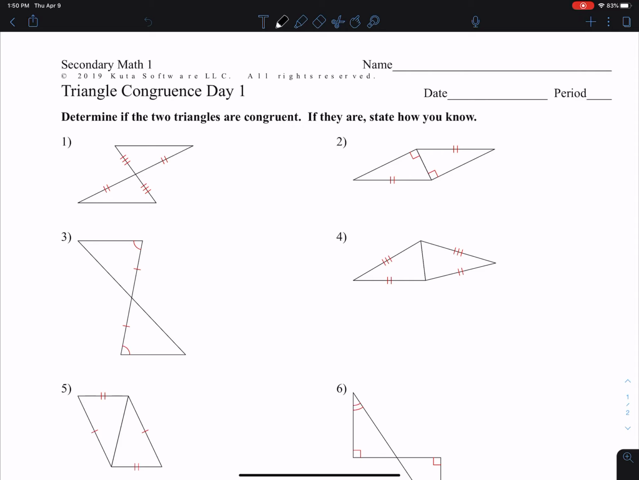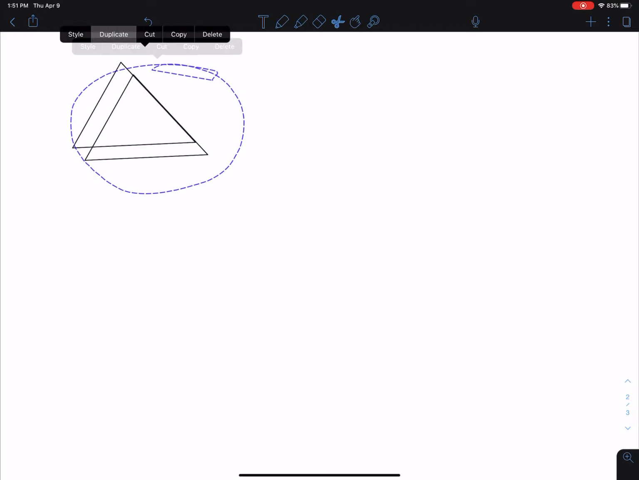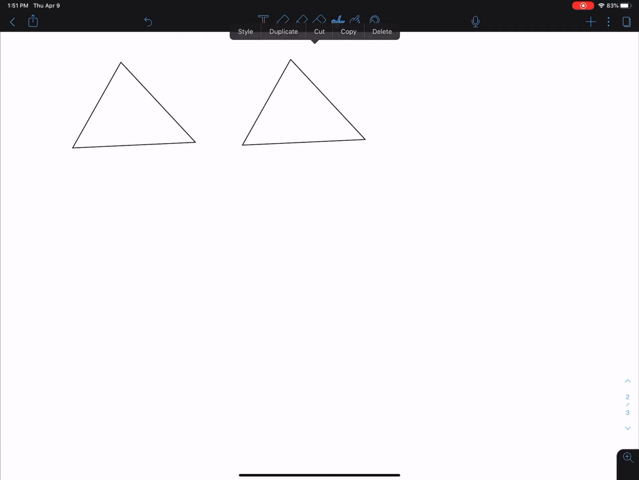So in the video that I had you watch about the triangle congruency theorems, it has 5 different combinations of angles and sides that work to prove that 2 triangles are congruent. So I'm just going to draw 2 triangles down here like this. So if we have this, I'm just going to duplicate it. So obviously we know that those are congruent, right? Because I took one triangle, I copied it, and it's the exact same triangle.